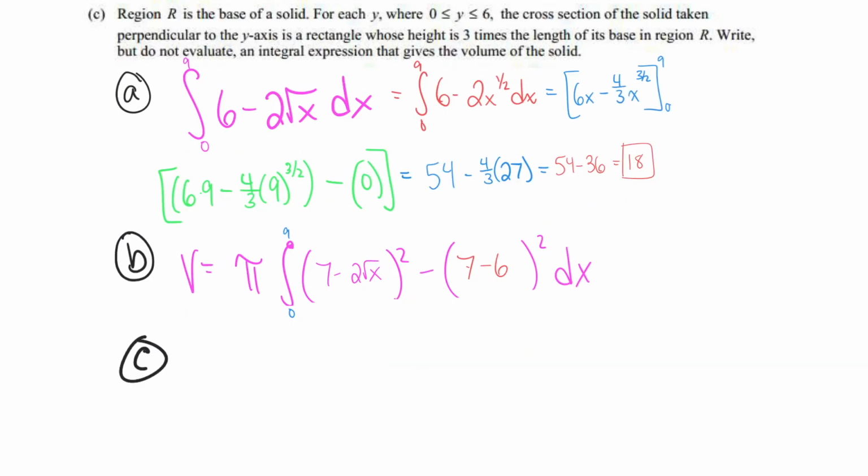So part C is now talking about cross sections. So we're going to do the cross sections. It even gives us the range here, the y values, because we are going perpendicular to the y-axis. It's also a rectangle whose height is 3 times the length in base region R. So what does that mean? We first have to think about the area of each individual rectangle. So the area of a rectangle is base times height.